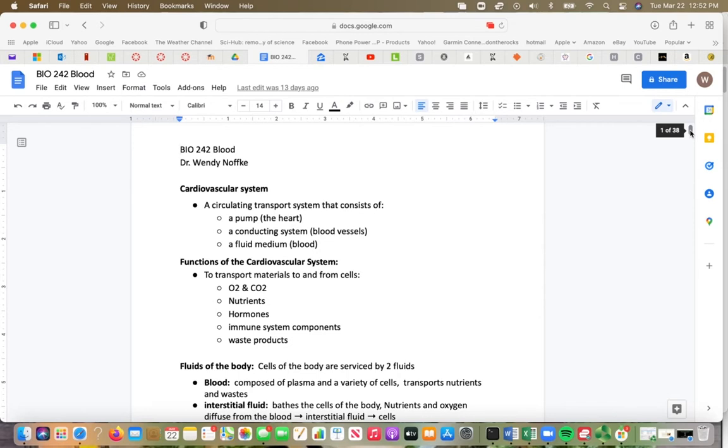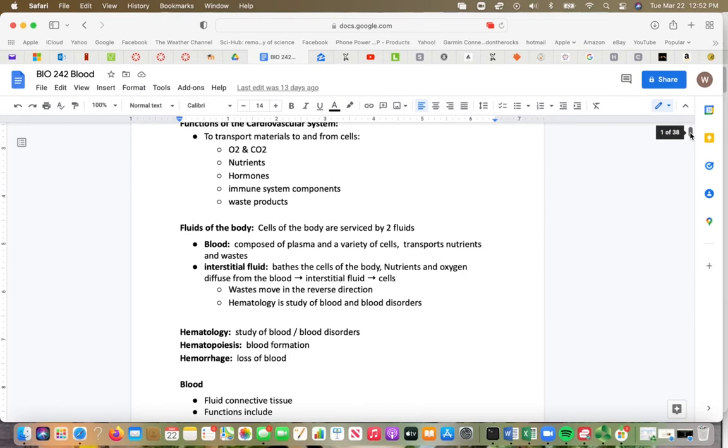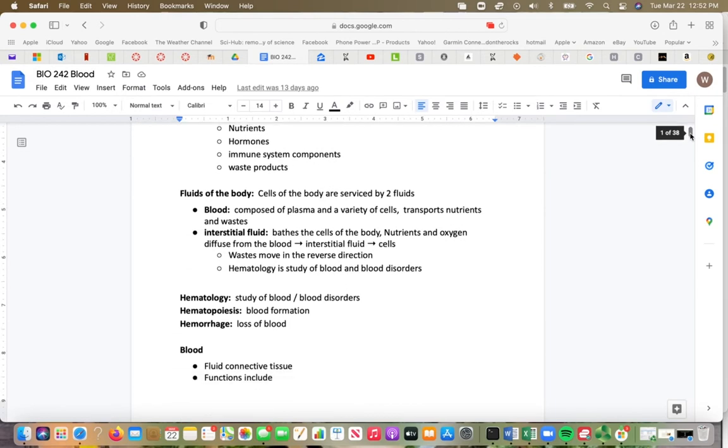The job of the cardiovascular system is to transport things to and from the cells, things like oxygen, carbon dioxide, nutrients, hormones, the various immune system components, and then to haul the waste products away. We have two different types of fluid that get moved by this. The blood is your plasma and the variety of cells in there that are going to transport nutrients and waste.